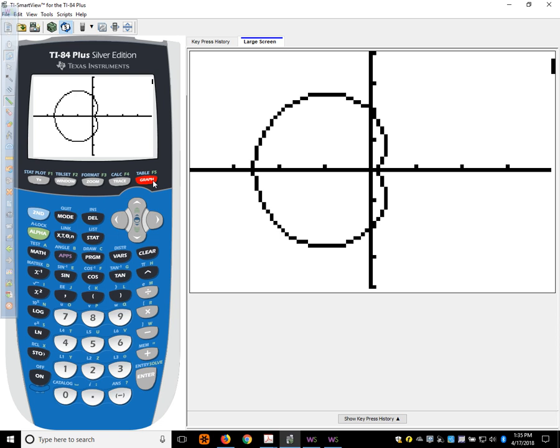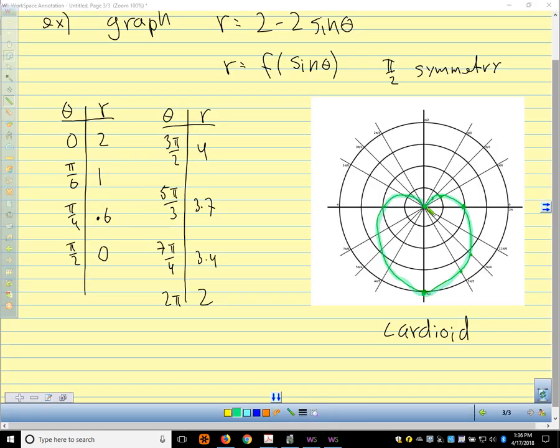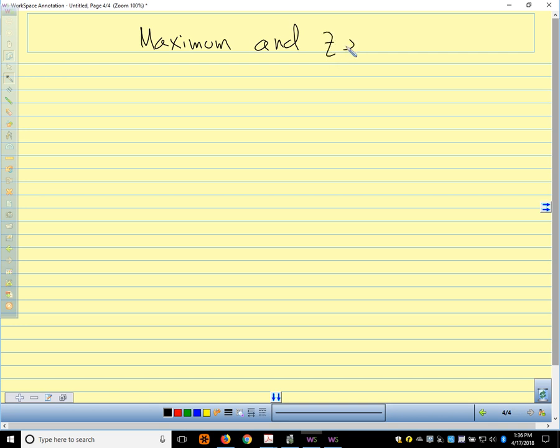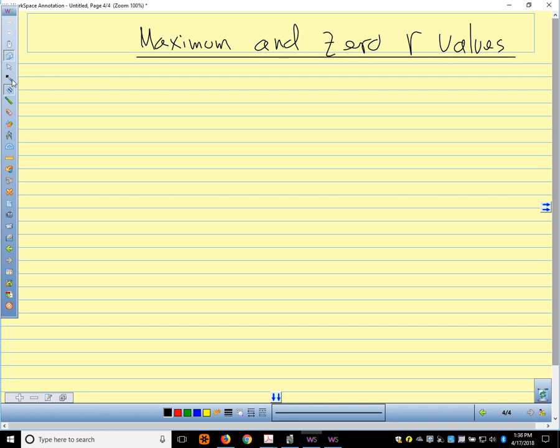All right. Another tool that we can use to help us make our graphs is knowing when the radius is the biggest and when the radius is 0. So we want to talk about maximum and 0 r values. Because it can be helpful to know when r is the biggest and when our graph goes through the pole. So I just want to do this by looking at an example.